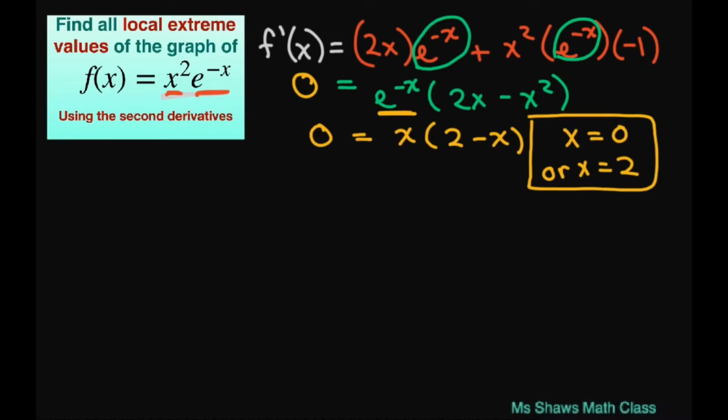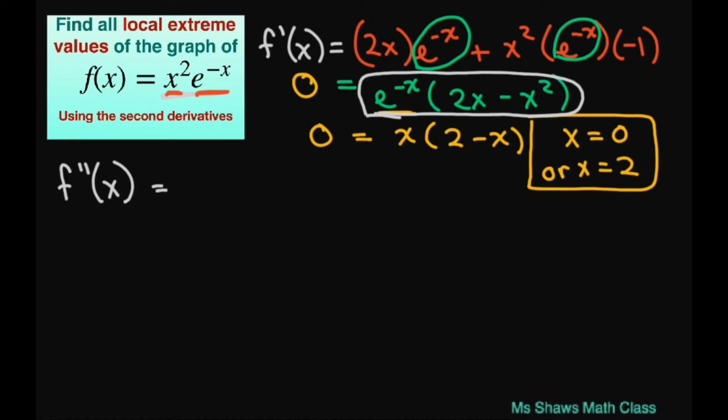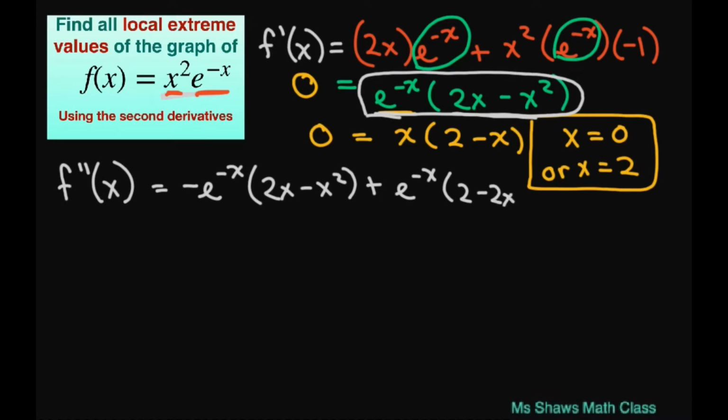Now, let's go ahead and take our second derivative while we're at it. So f double prime of x. So we're looking at this, and we're going to use the product rule again. Therefore, let's go ahead and take the derivative of our first term, which is negative e to the power of negative x times 2x minus x squared, plus copy down e to the power of negative x and differentiate this. This is going to be 2 minus 2x.